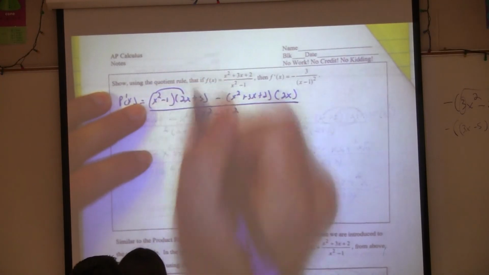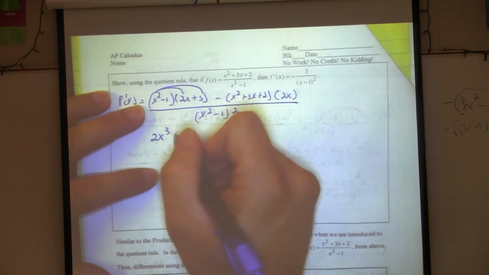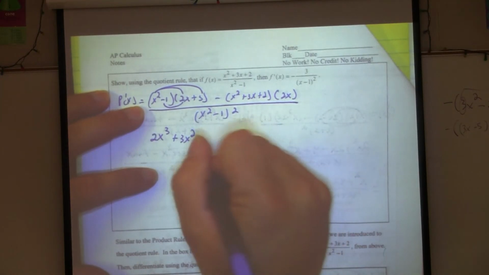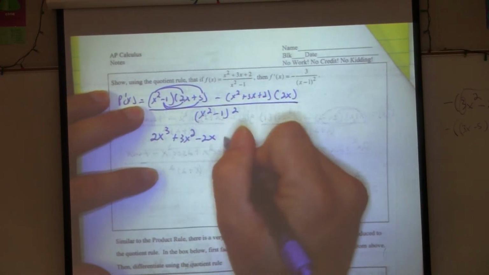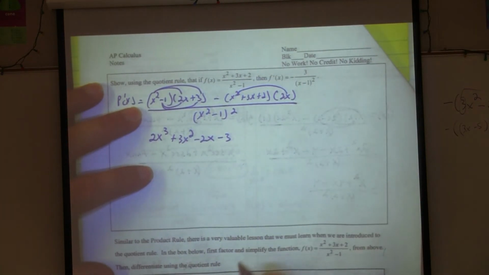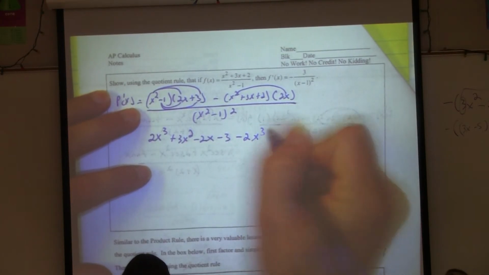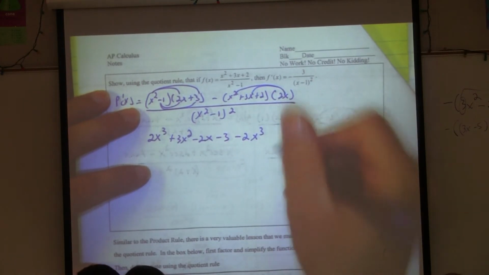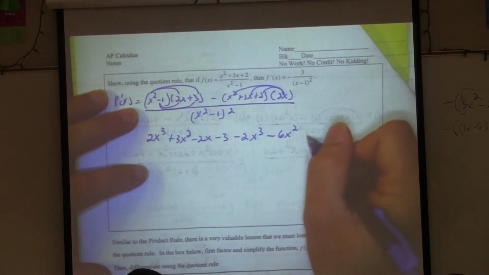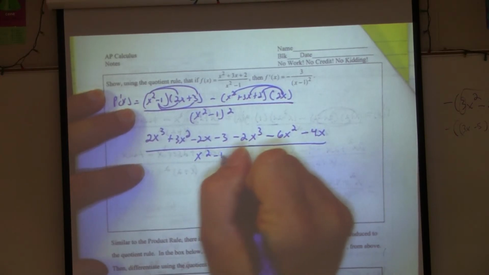So let's do it. X squared times 2x, 2x cubed. X squared times 3, 3x squared. Negative 1 times 2x. Negative 1 times 3, negative 3. 2x times x squared, minus 2x to the third because of the minus. 2x times 3x, minus 6x squared. 2x times 2, minus 4x. All over x squared minus 1 squared.